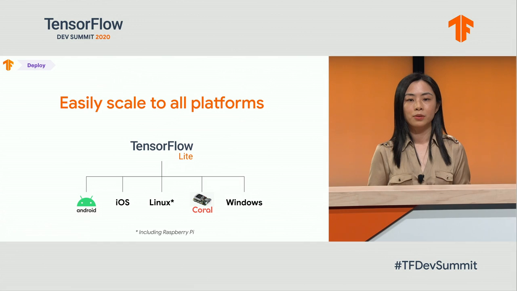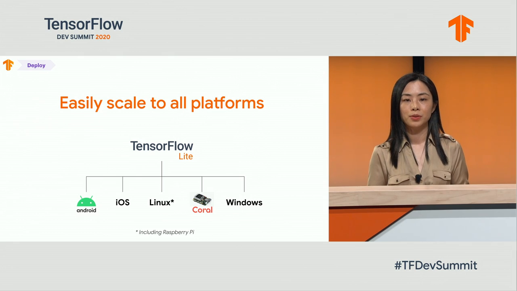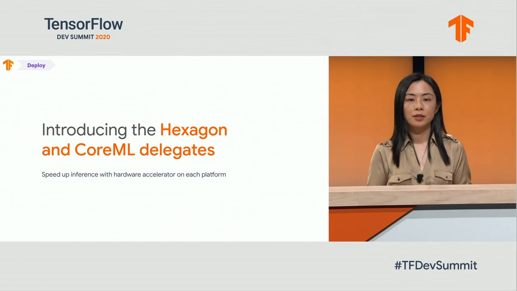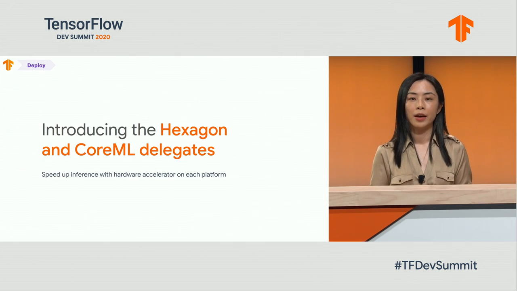Now, as your TFLite model is integrated into your mobile apps, you're ready to scale it to billions of mobile users around the world. TFLite works cross-platform from mobile OS like Android and iOS to IoT devices such as Raspberry Pi. We've also added support for more hardware accelerators such as Qualcomm Hexagon DSP for Android and Core ML for iOS. You can accelerate your model with those delegates by just adding one line of code. Please follow up with another TensorFlow video which talks about those delegates.